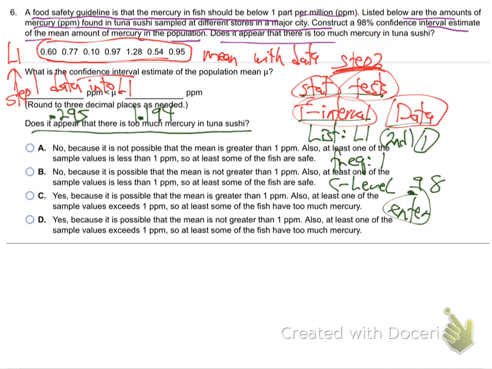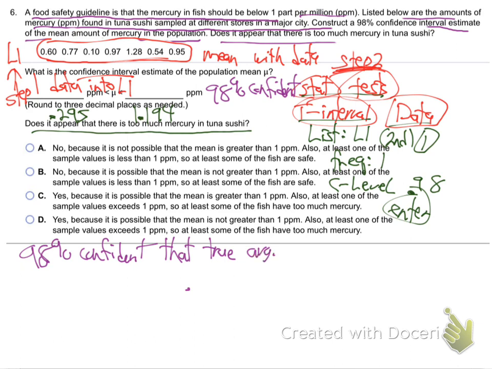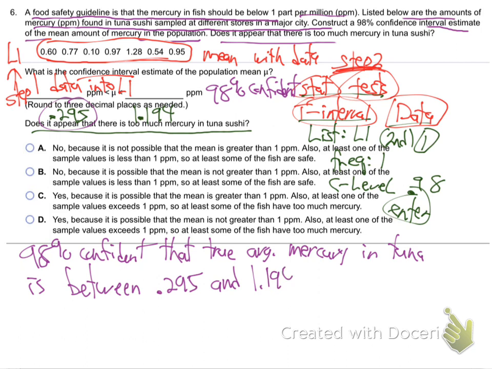What does this mean? Well, we are 98% confident, and write that here. We are 98% confident that the true average mercury in the tuna sushi is between 0.295, this number, and 1.194, whatever ppm, parts per million.